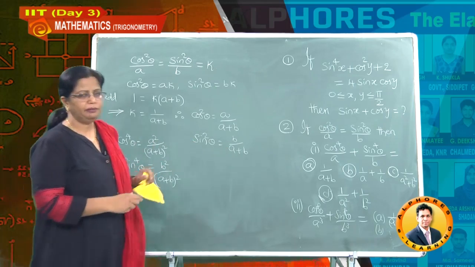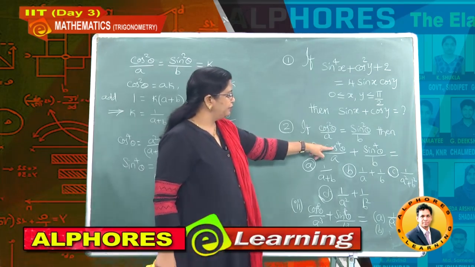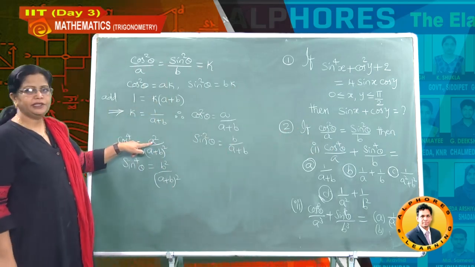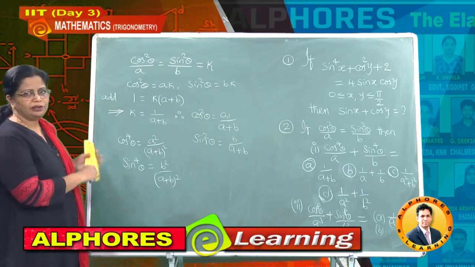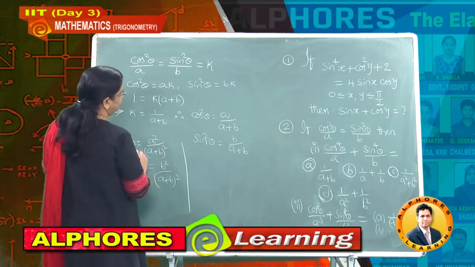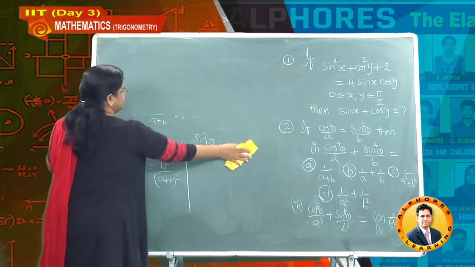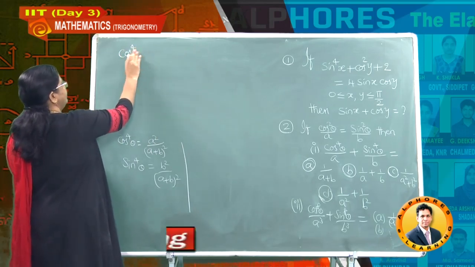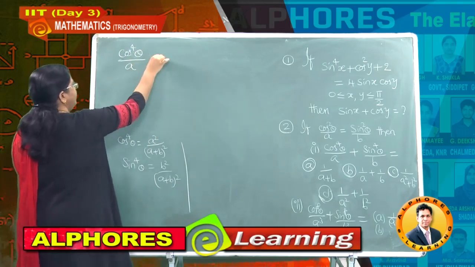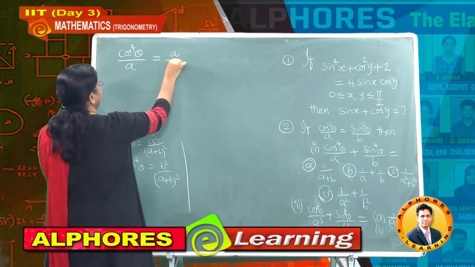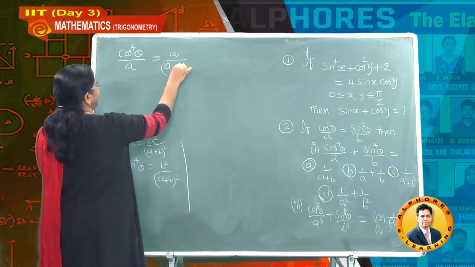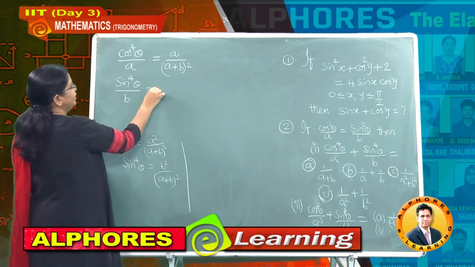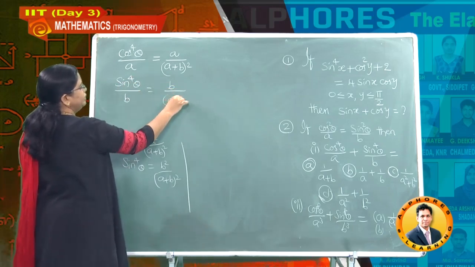But what is the requirement? The requirement is cos power 4 theta upon A, we require only A. That means from this A square, let us take one A to the denominator. Therefore, we can have the value as cos to the power of 4 theta divided by A equal to, how much did you get now? This value divided by A, you got A divided by A plus B whole square. Similarly, sin to the power of 4 theta divided by B, how much did I get now? B divided by A plus B whole square.